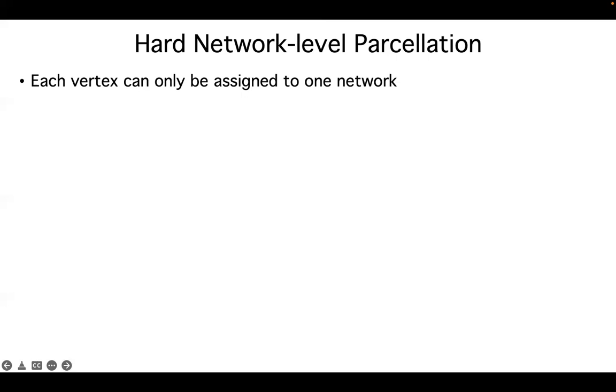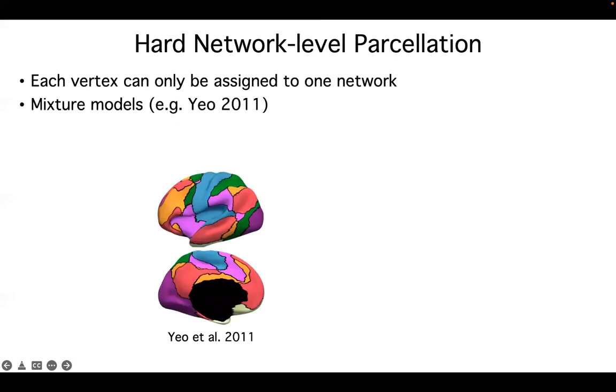These network-level parcellation approaches can be grouped into two categories. The first category is hard parcellation. For hard network-level parcellation approaches, each vertex can be assigned to only one network. So mixture model is one common approach for estimating large-scale brain networks. Here I'm showing you the 7-network hard parcellation from the year 2011. Different colors indicate different networks. We can see that the networks are not overlapping with each other since each vertex is only assigned to one single network.